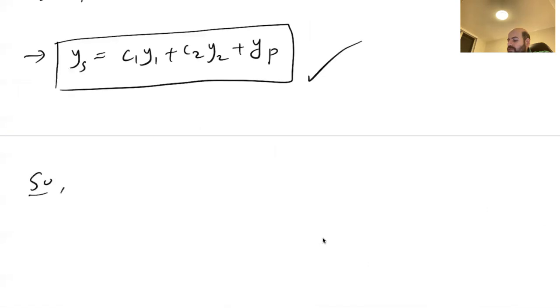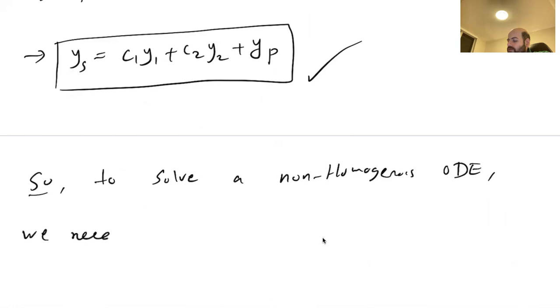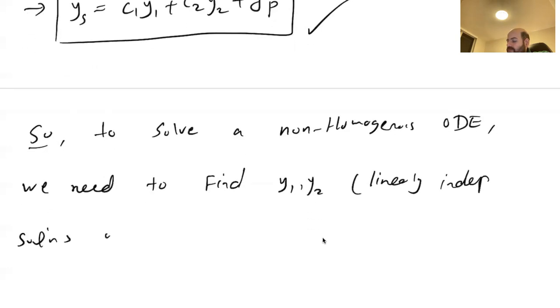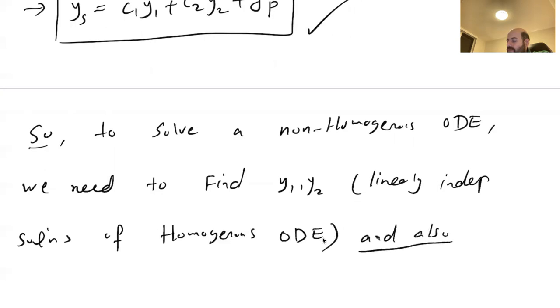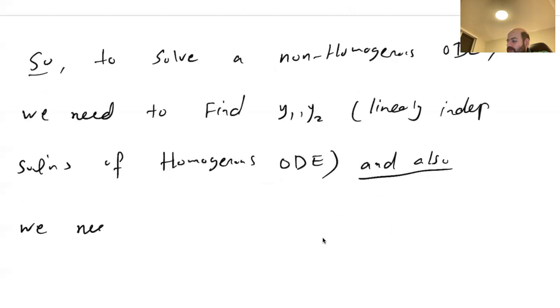So to solve a non-homogeneous ODE, we need to find y1, y2, linearly independent solutions of the homogeneous equation, the homogeneous ODE, and also we need to find yp, a particular solution.